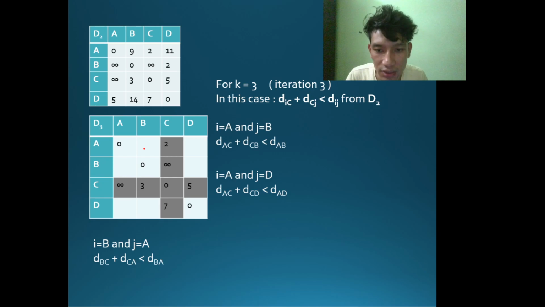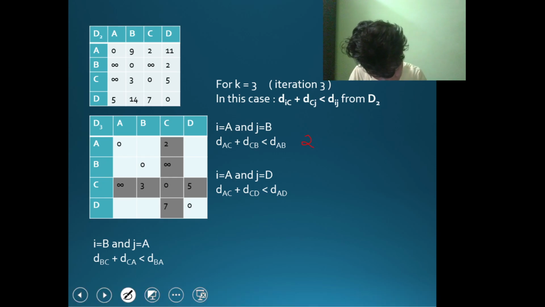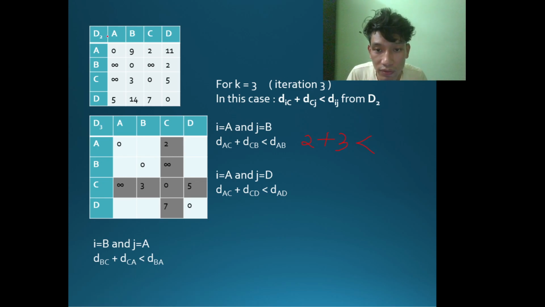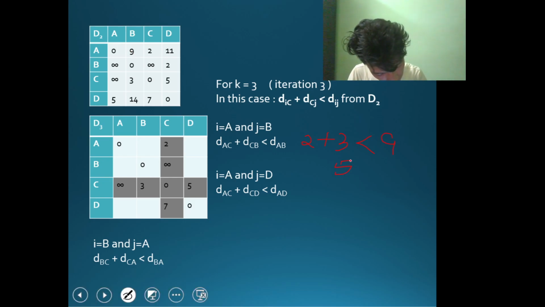So d of ac is true, and d of cb is 3, less than d of ab from the previous matrix d2, which is 9. So 5 is less than 9, so we will fill here 5, right?